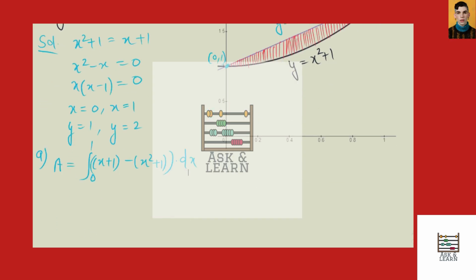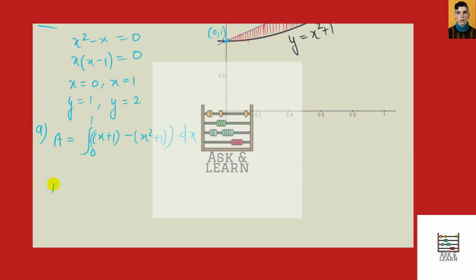Now we will integrate this expression, and we will get this area A equals the integral; first of all, we will simplify this. By simplifying this, we will get a simpler expression, and we will get the integral from 0 to 1 of x minus x square, as here plus 1 and minus 1 will cancel. So this will be x minus x square dx.